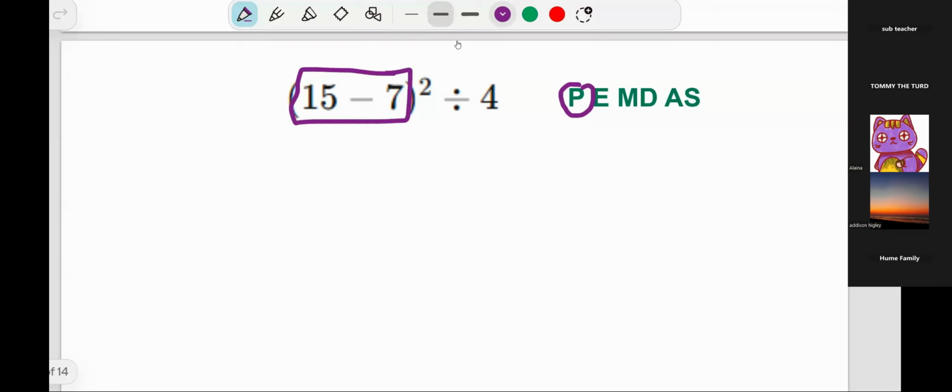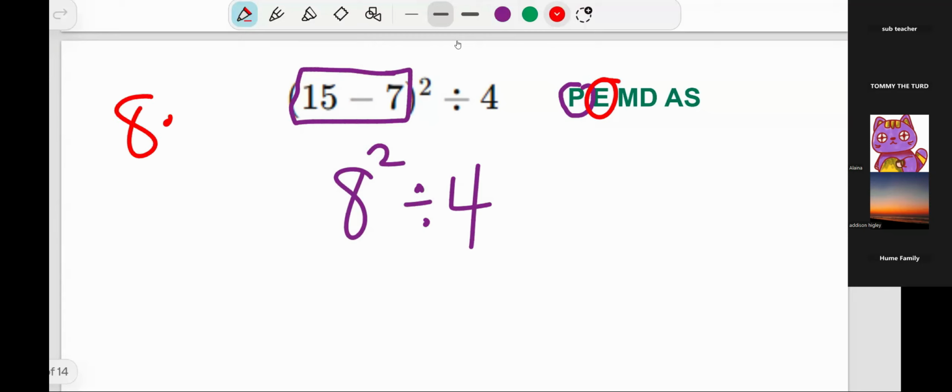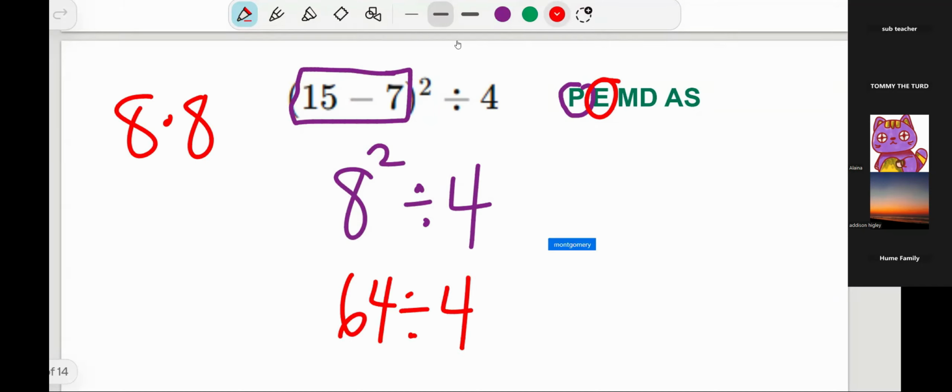And 15 minus 7 is 8. And we're going to square that. So 8 was what was in parentheses, and that exponent is still there. And of course, we're going to divide our answer by 4. So one step at a time. We did parentheses, then we do the exponent. And remember, the exponent 8 squared doesn't mean 8 times 2, it means 8 times 8. So this becomes 64 divided by 4.